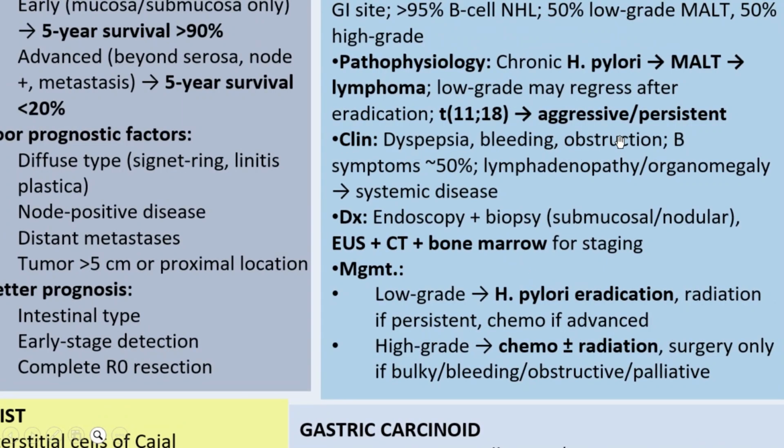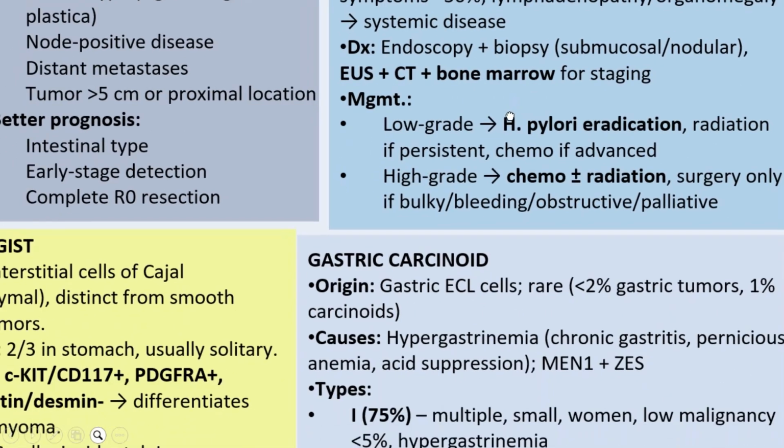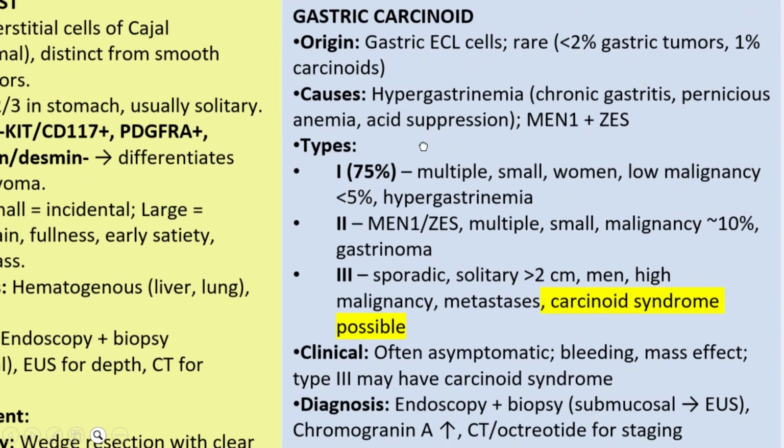Clinically, we may have dyspepsia, bleeding, obstruction, B symptoms, and lymphadenopathy. Remember, it is a lymphoma, so B symptoms are present in about 50% of the cases. And then we can have lymphadenopathy, organomegaly, and then systemic disease.